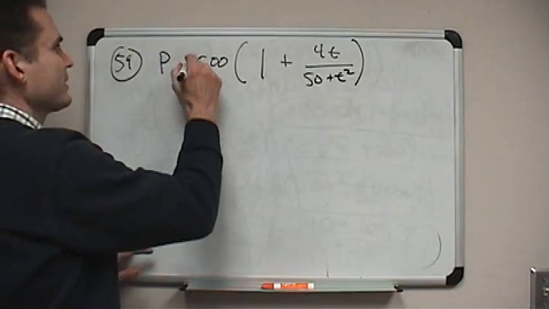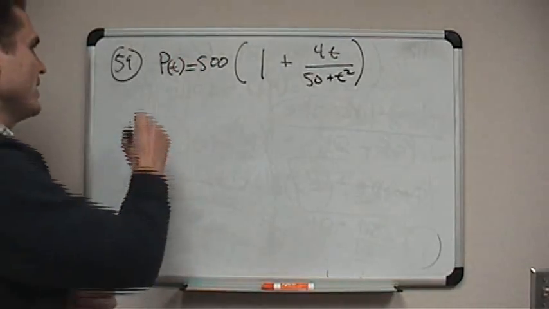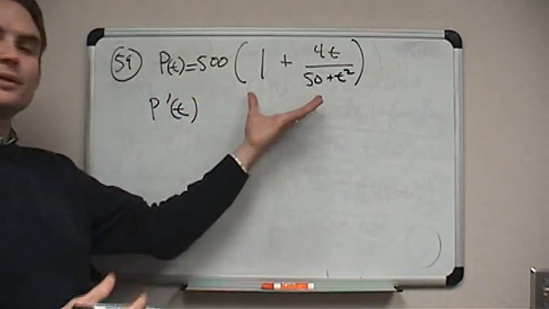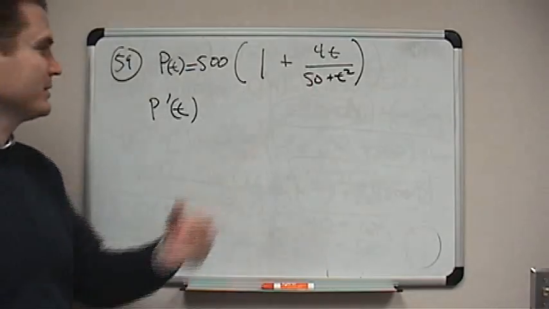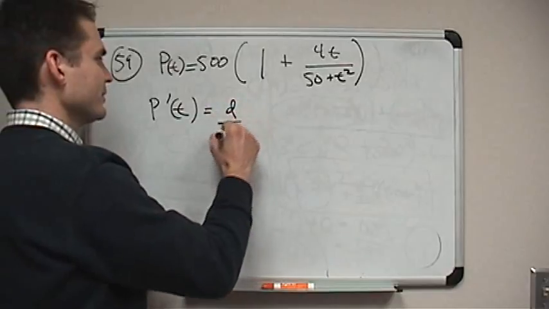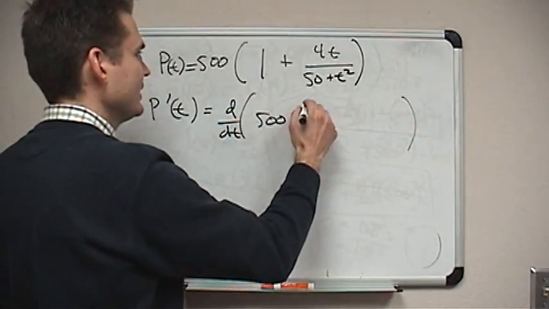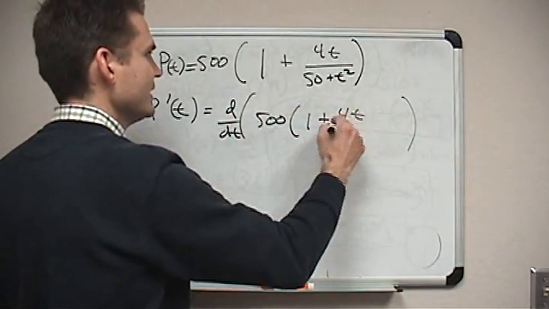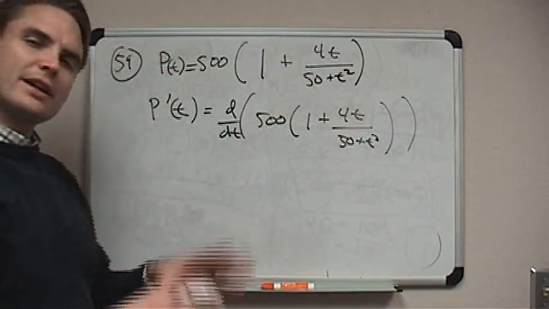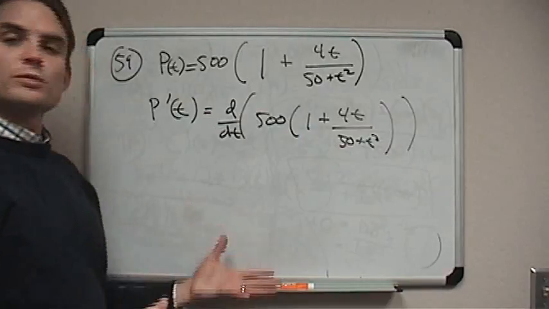So this function, we can actually call it P of t. To me, it's always helpful to think of it as a function. They want us to find the derivative of this function, and then compute the value of the derivative when t is equal to 2. So first, we just have to find the derivative itself. I take the derivative with respect to t of this whole function, 500 times 1 plus 4t over 50 plus t squared. Now you've got a couple of options in the way you tackle a bigger function like this, but just use the rules we have.